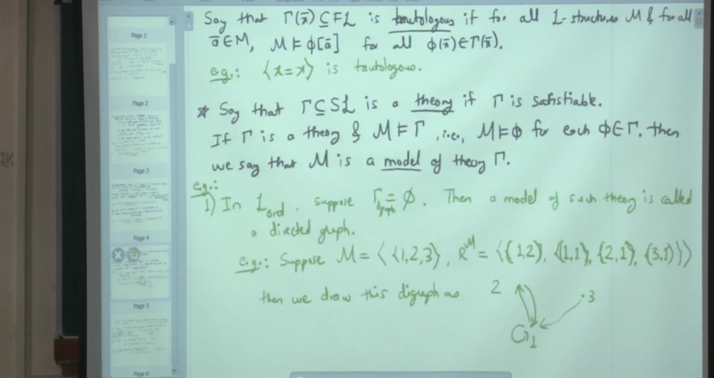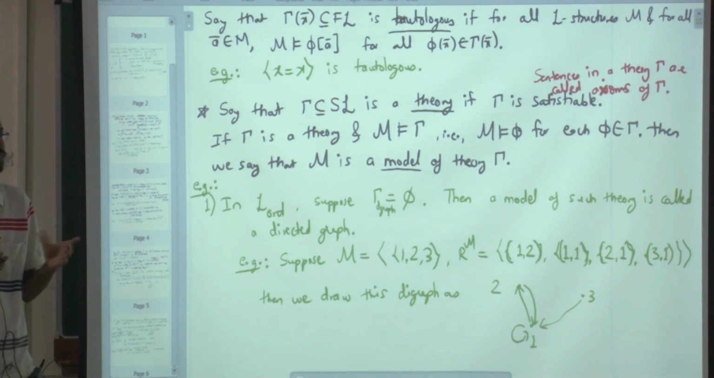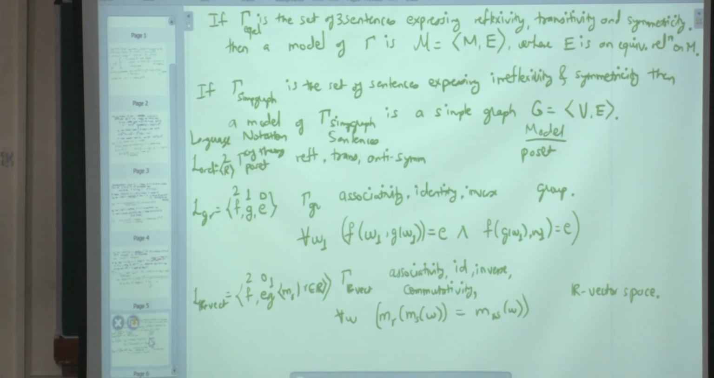Let me go back a bit to when I was defining a theory. The sentences in a theory are called axioms of gamma. That's where the word axiom comes into the picture. A theory consists of axioms. So the axiom for associativity, axiom for reflexivity, that is how we have learnt it. Any questions so far? Everything is clear? Okay.